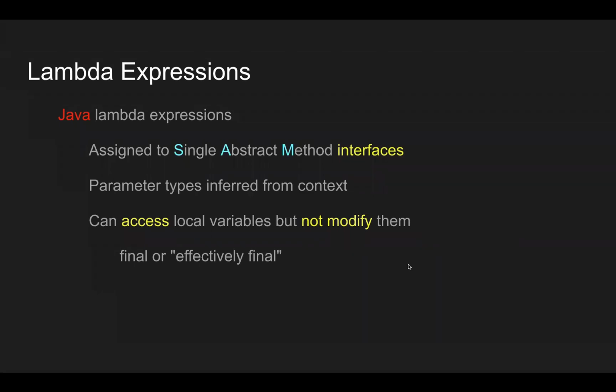I mean, again, the distinction is not an official one. What a closure really means is it's, quote, closed over the execution environment. All the variables in scope are available to the lambda. But in Java, you can't modify those variables. You can just read them. And in Groovy and Kotlin, you can modify them.